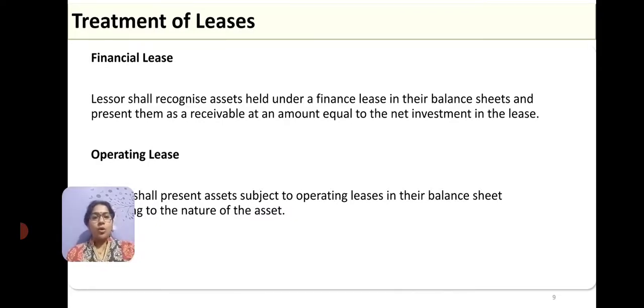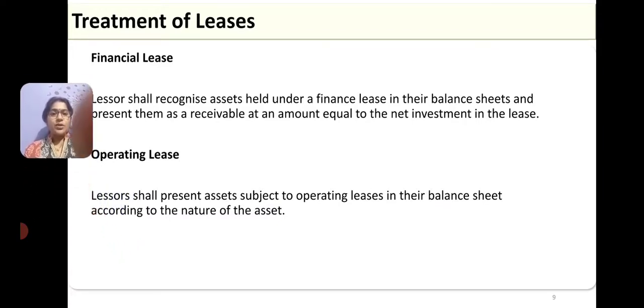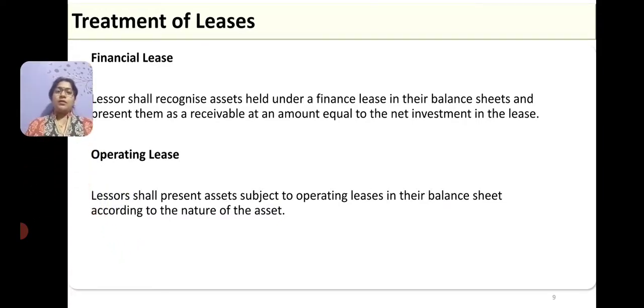When it comes to operating lease, here the leaser should represent the asset subject to the operating lease in their balance sheet according to the nature of the asset. Though the asset is not with him, he sent it to the leasee, but if it is sent on operating lease, he will still show the asset as his own in his balance sheet as per the nature of the asset under non-current assets.